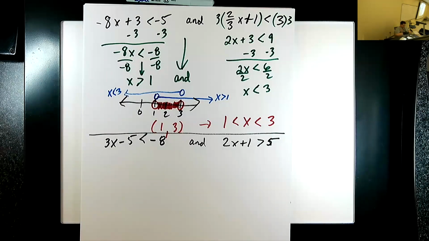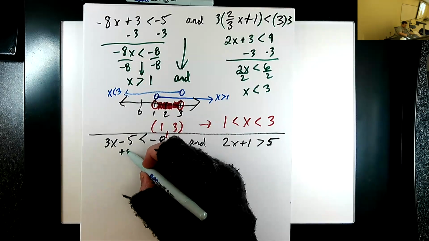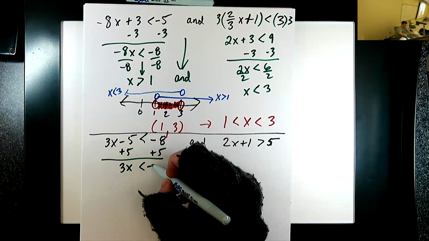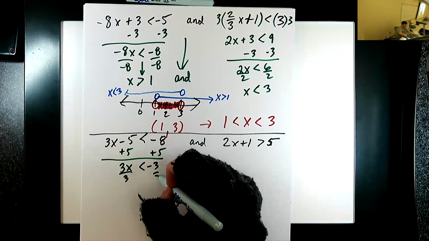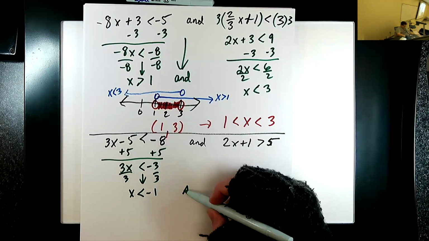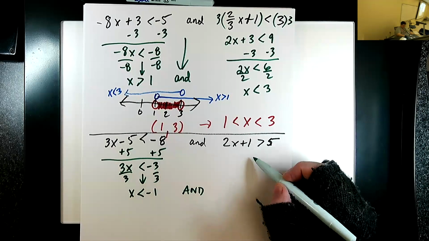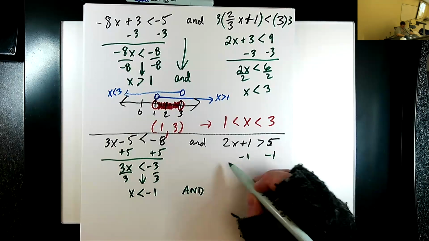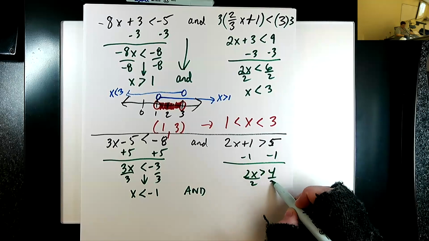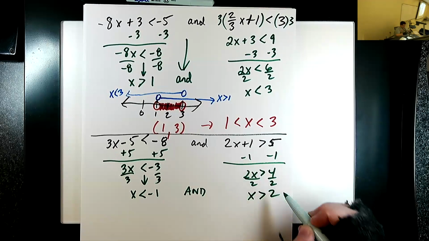All right, so we go through, we add 5 to both sides on this one. And I get 3x is less than negative 3. Divide by 3, and I get x is less than negative 1. And subtract 1 on both sides here, I get 2x is greater than 4. Divide by 2, and I get x is greater than 2.